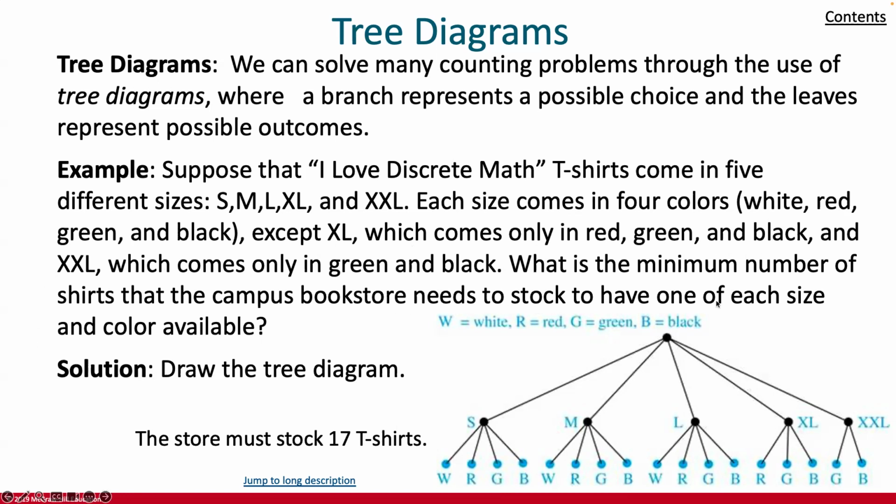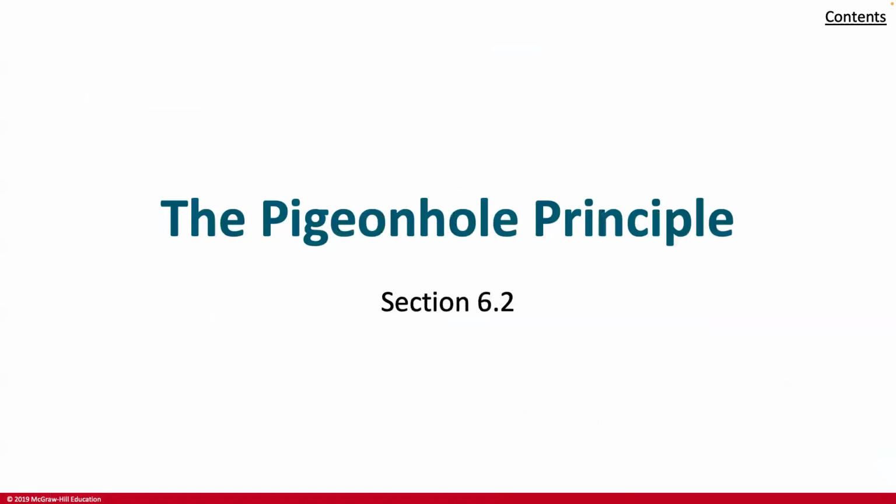What is the minimum number of shirts that a campus bookstore needs to have, one of each size and color available? You can see how we've expanded that with what we stated about what is available for each size, what the colors are, and then just counting those up, we can get that total number. Tree diagrams and graph theory can be a very interesting area, and some of you may want to continue exploring that as you move on.